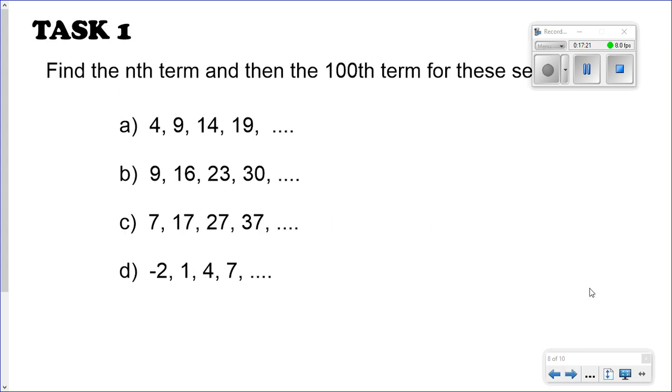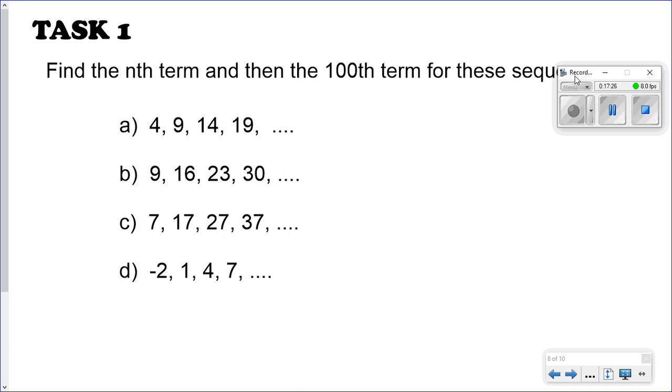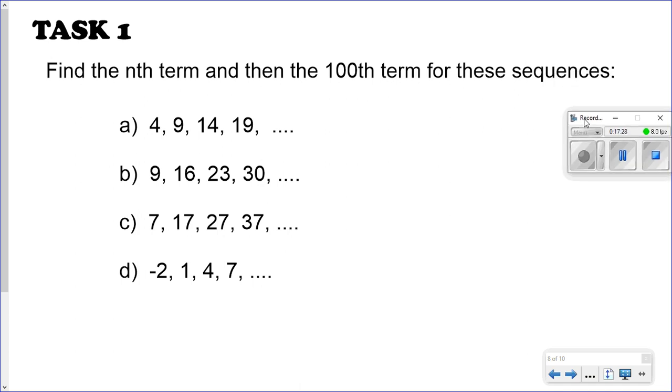I'd now like you to pause the video and have a go at task number 1. Find the nth term and then the 100th term for the following sequences.